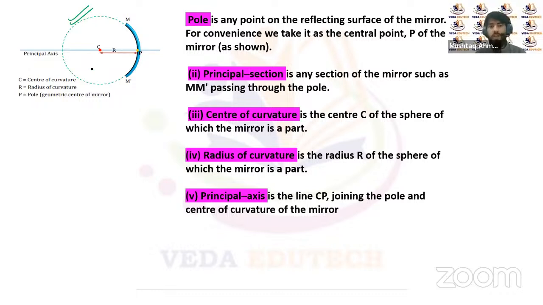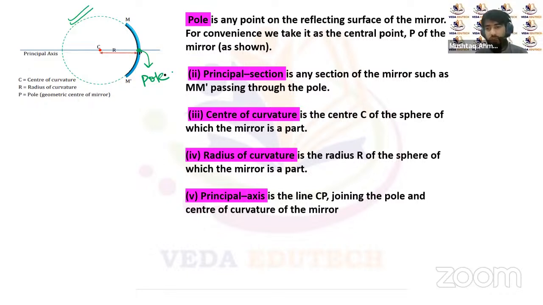So let's define each and every term one by one for this mirror. One is the pole. The pole is the central part of the mirror. This point is what we call the pole of the spherical mirror, or the pole of this concave mirror. It is the center of the aperture of a mirror. The aperture is the part of the mirror from which the reflection takes place. The center of this aperture we call the pole.